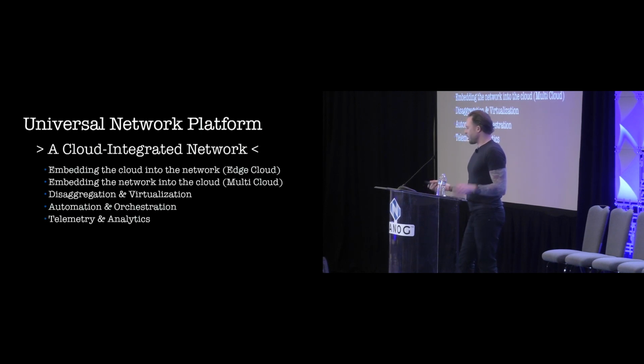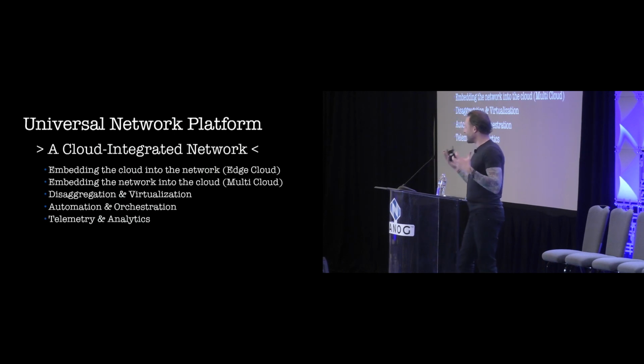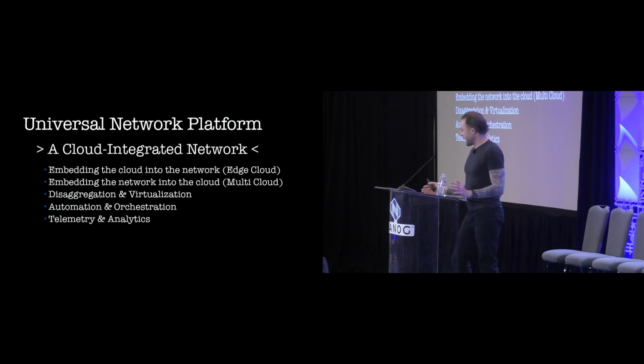I try not to create new buzzwords too often. I think cloud integrated network is better than SDN for this kind of idea, where we're embedding the cloud into the network, which is pushing compute resources further out. All this talk about IoT and the need for compute further out, the edge cloud, right. Also taking the network to the public cloud, which is this idea of multi-cloud and how do I actually connect all these things together. Once you realize you need those two things, then I need this universal network platform, which is what this model helps to understand. Obviously, disaggregation and virtualization, automation, orchestration, telemetry and analytics are all pieces and parts of using this model more practically.